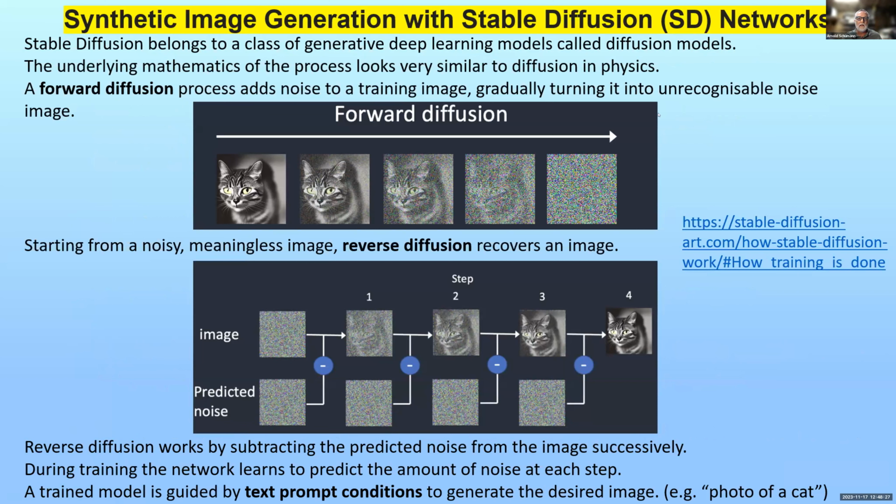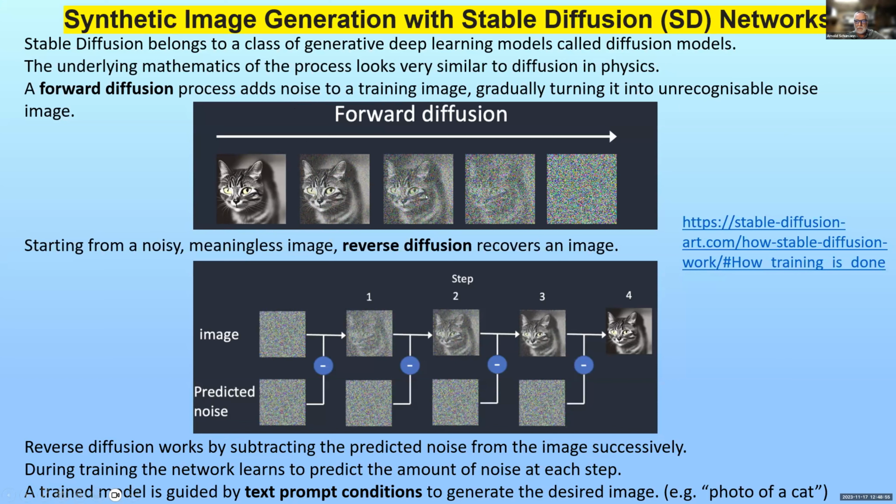It basically adds noise. Belongs to a different class of generative deep learning models called diffusion. And the reason it's called diffusion is because the underlying mathematics resemble physical processes of diffusion. The forward diffusion process adds noise to a training image, gradually turning it into unrecognizable noise. And this is really well illustrated here. You can look at the link there, the website that I've given as a reference.